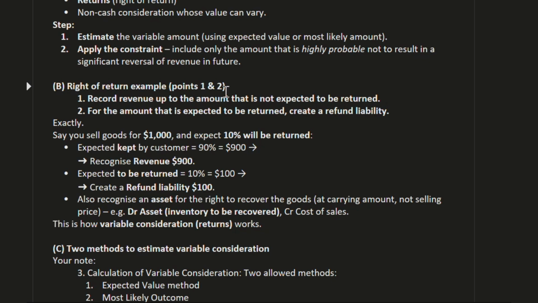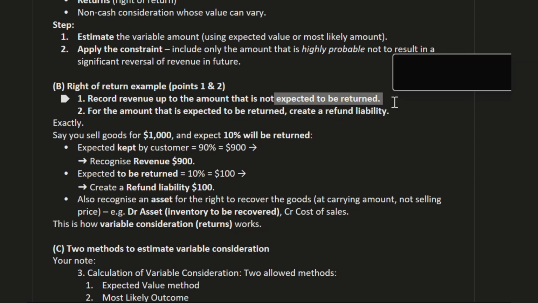Right of return, example point 1 and point 2. Record revenue up to the amount that is not expected to be returned. For the amount that is expected to be returned, create a refund liability. We need to create that.